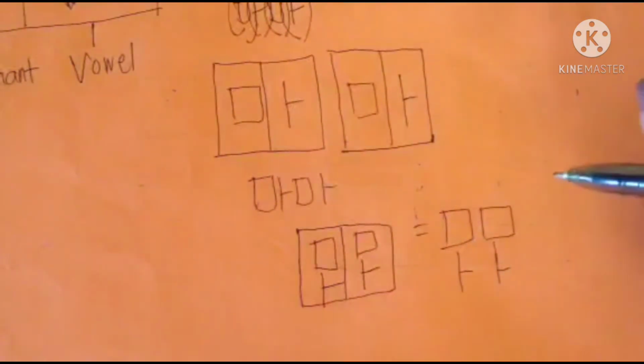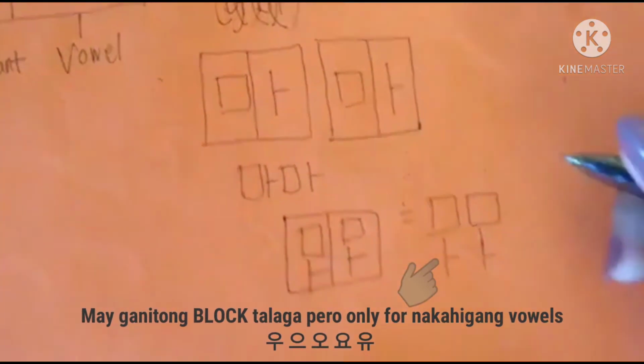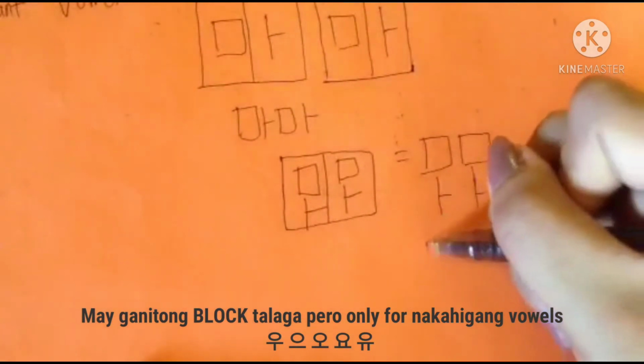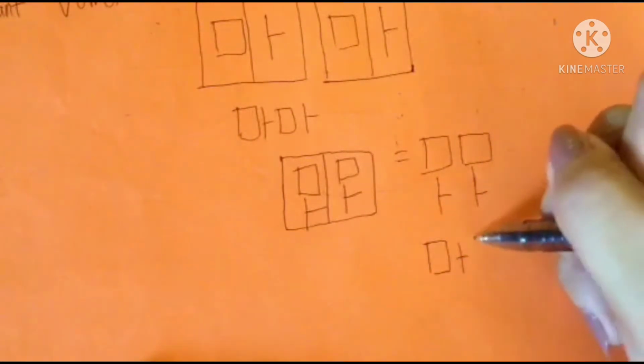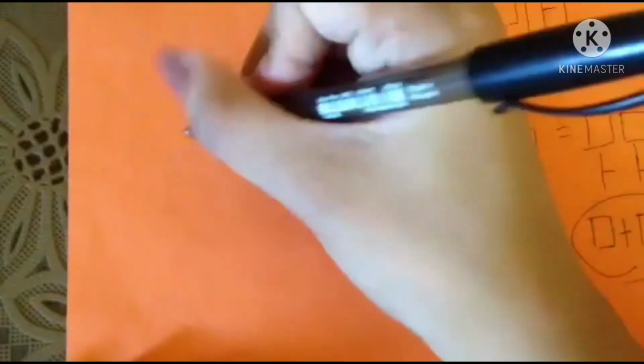Okay? So this one is wrong. So the correct one is like this. M at A. Okay? Mama. Okay. Try natin ibang example.